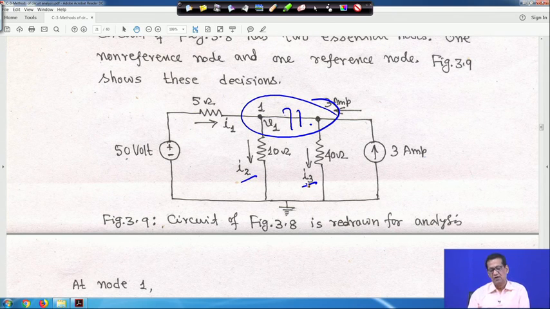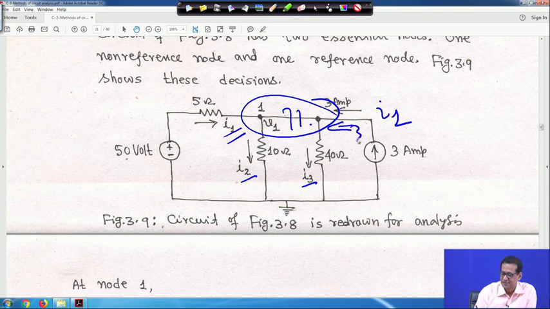So, how to solve it? First, you have to find the expression of I1, because you have to apply KCL at node 1. So, if you apply KCL at node 1, the current I1 is entering, and this 3 ampere current is also entering, because it is a single node. I am not writing this, but if you make it like this, it will be something like this.